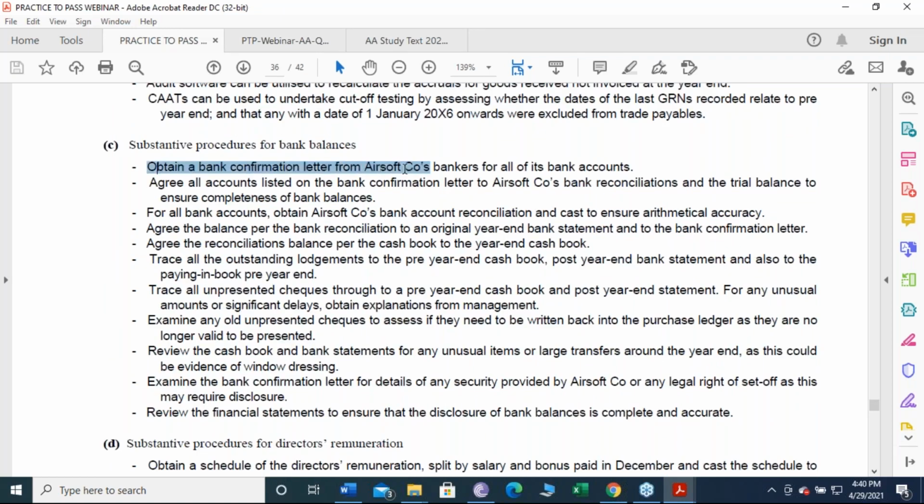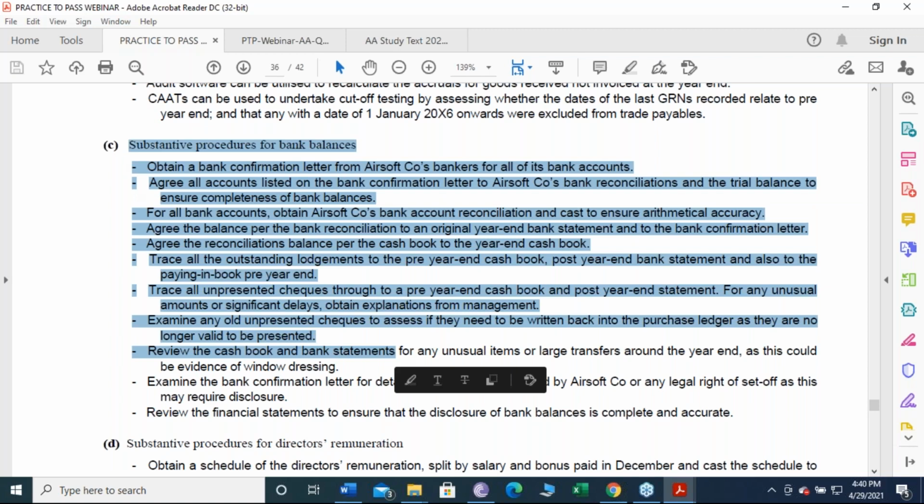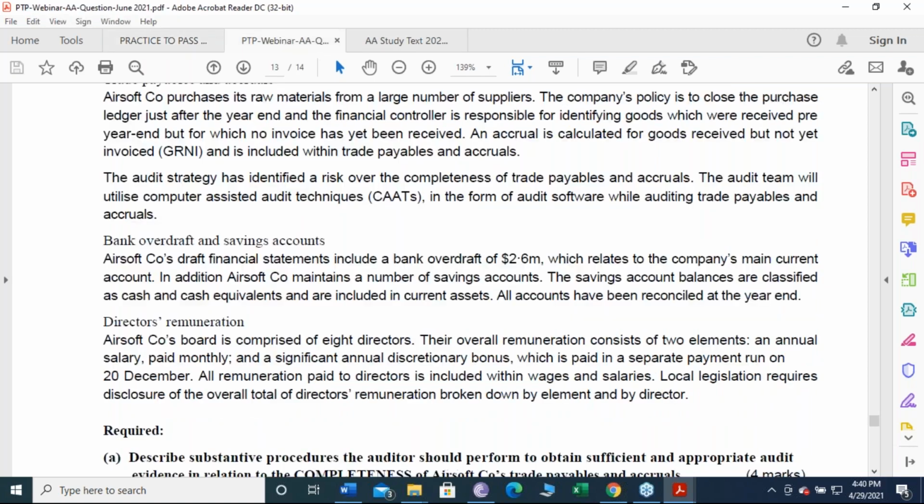Obtain a bank confirmation letter from the client's banker for all of its bank accounts. Agree all accounts listed on the bank confirmation letter with the trial balance and the statement of financial position. For all bank accounts, obtain the bank reconciliation and cast it in order to verify the arithmetical accuracy. So we are already done with bank balances. Let's go to the next part.